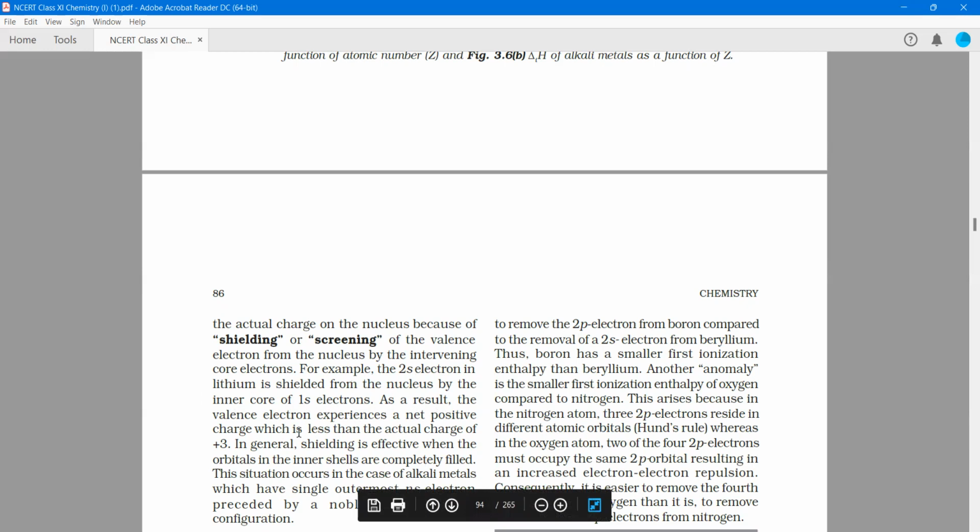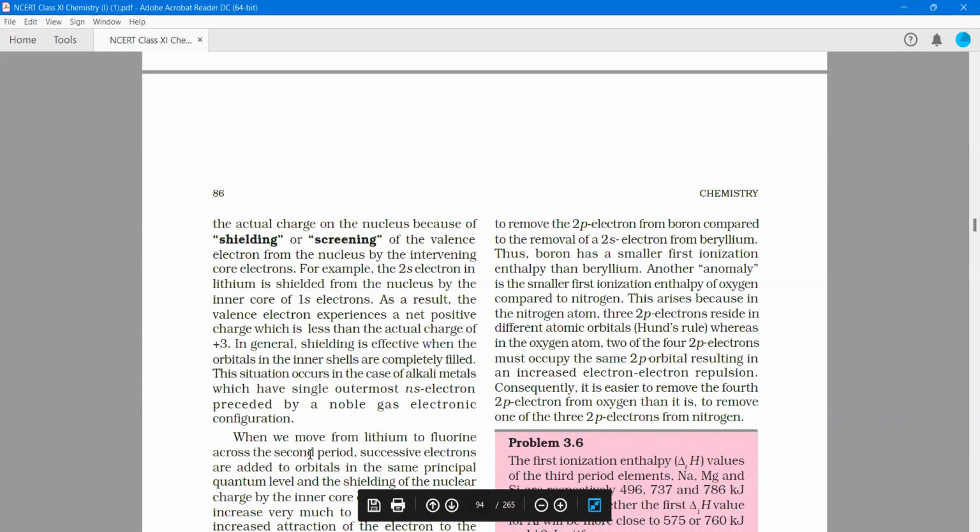As a result, the valence electrons experience a net positive charge which is less than the actual charge of +3. In general, shielding is effective when the orbitals in the inner shells are completely filled. This situation occurs in the case of alkali metals, which have a single outermost ns electron preceded by the noble gas configuration. Because of this, it is very much shielded, and hence it is very reactive, because the effective nuclear charge here is very less.